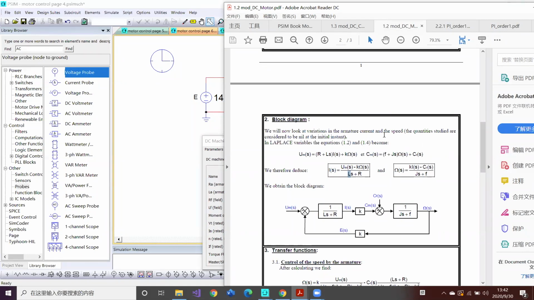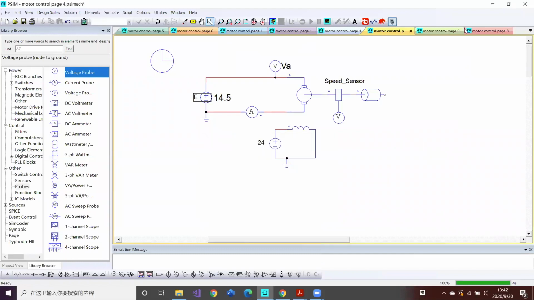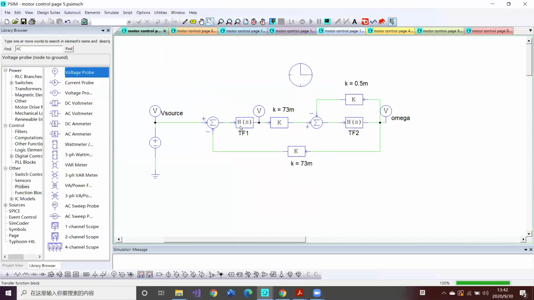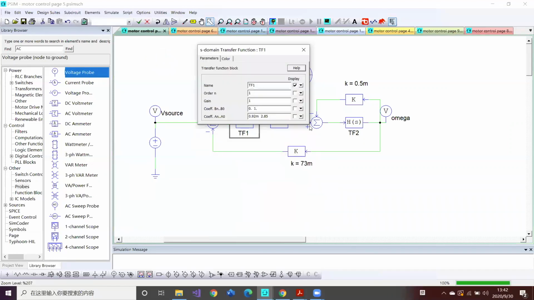Does anyone understand what I'm talking about? I'll show you what my first transfer function block looks like. In your lab notes, for the TF1 block, B1 is 0, B0 is 1, A1 is 0.92 milli, A0 is 2.85. Okay, do you understand how these numbers come about?